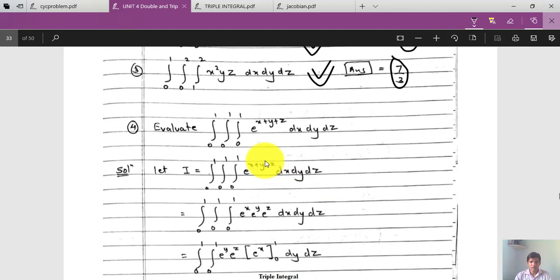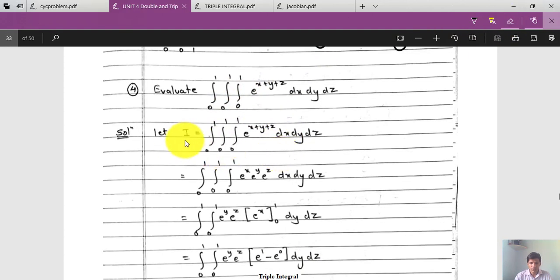Now again here we have no issues, because the limits are already given: 0 to 1, 0 to 1 and 0 to 1, with dx dy dz, and this is the given function. Let I be equal to the given integral over 0 to 1 of e raised to x plus y plus z, dx dy dz. By the laws of indices I can express this function as e raised to x, e raised to y, e raised to z.